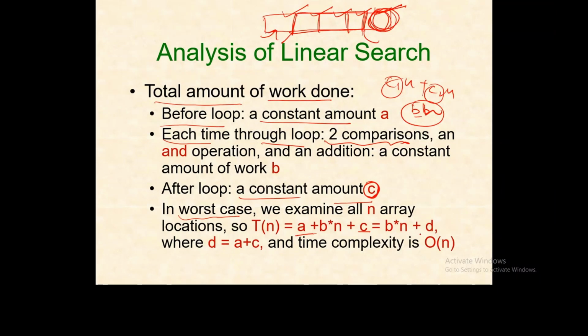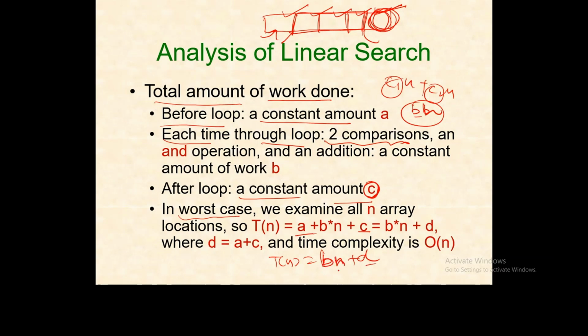When we denote the time complexity in notation form, we simply ignore the constant values and these multipliers. So simply we can see in this expression, T of n equals bn plus d, the complexity depends on the higher power of n.